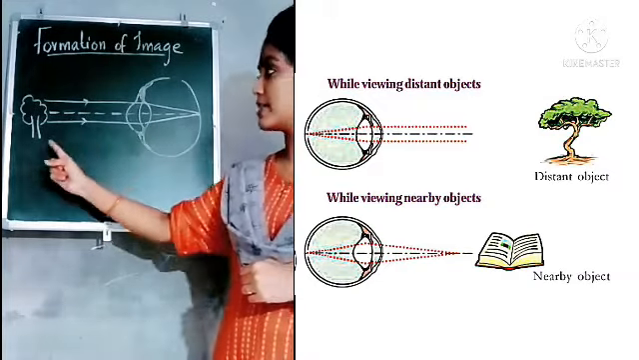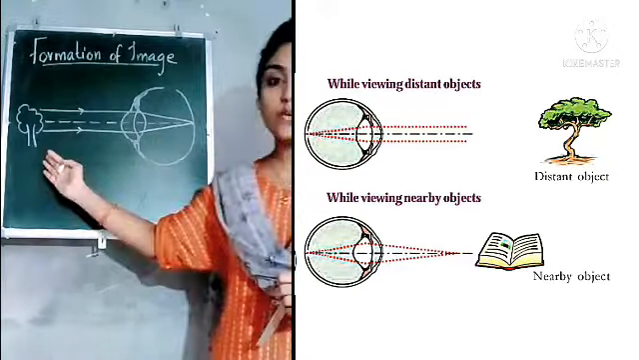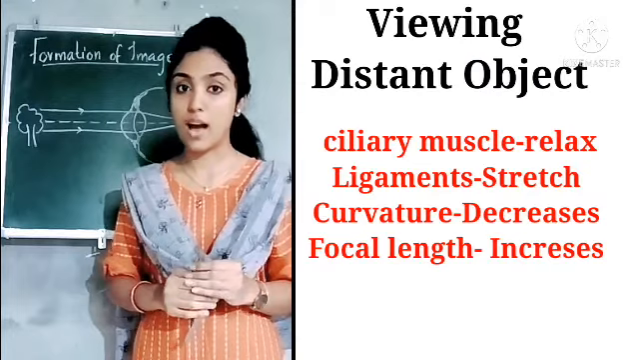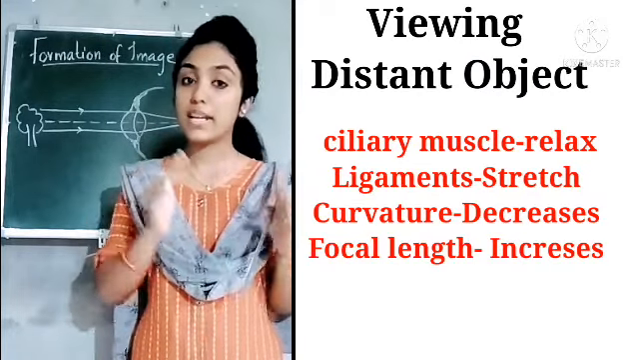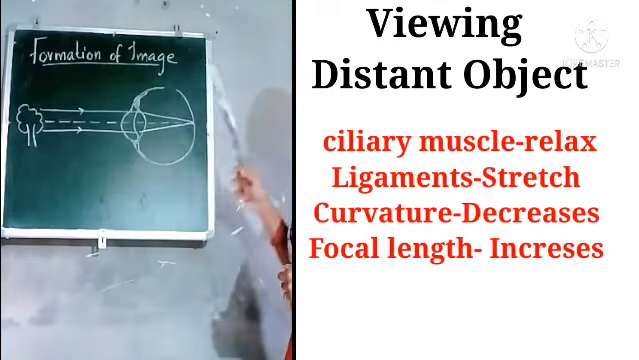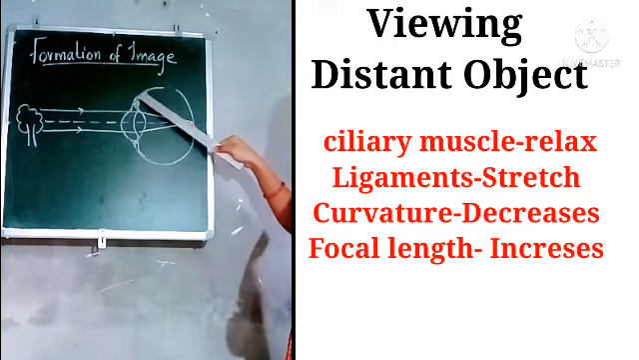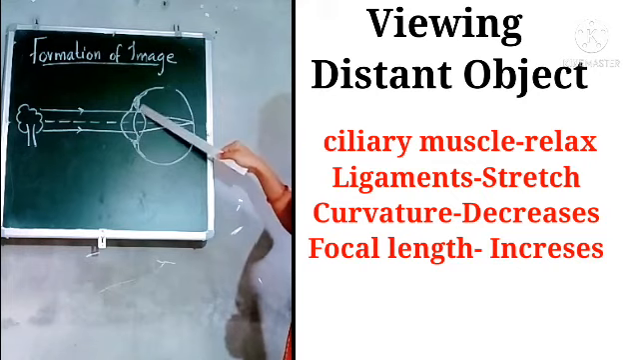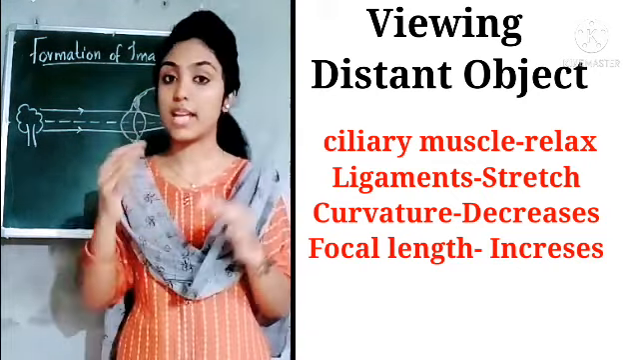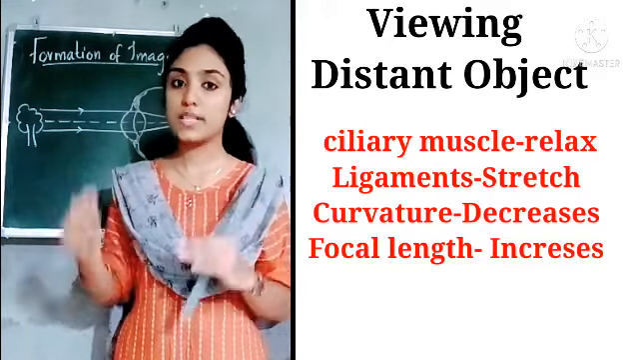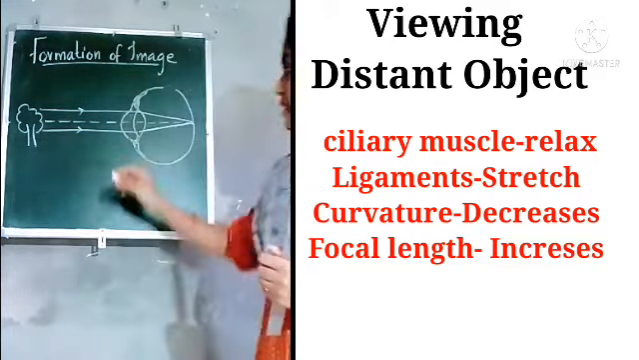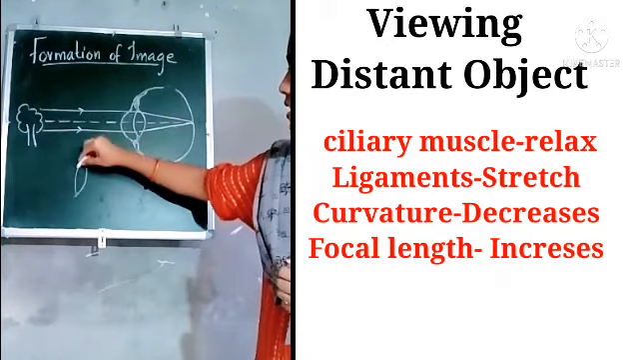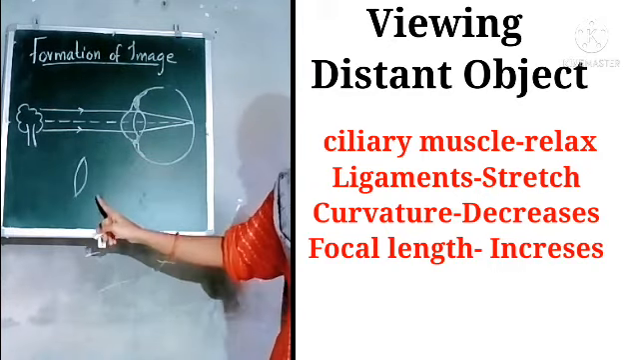So here you can see a distant object, that is the tree. For viewing a distant object, you can see the ciliary muscles in our eyes relax and the ligaments stretch. So where are the ciliary muscles and ligaments? Here you can see the ligaments and here are the ciliary muscles. So the ciliary muscles relax and the ligaments stretch. As a result, the convex lens becomes thinner.